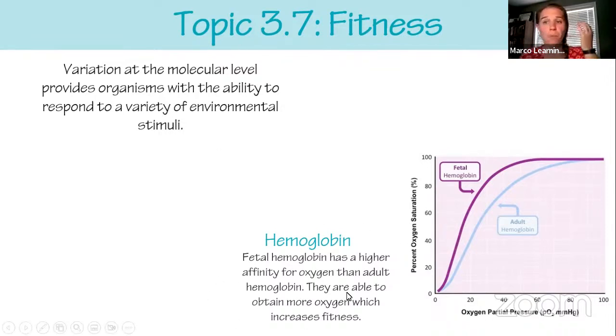So hemoglobin: when you're still in utero, you've got fetal hemoglobin. Its job is to have a higher affinity to steal the oxygen from your mother's hemoglobin. And so here you can see that it has a higher percent oxygen saturation at a lower partial pressure because it has a higher affinity for that oxygen. This shows you that if they're able to obtain more oxygen, then they're going to have an increased fitness. So different molecules can allow for increased fitness.